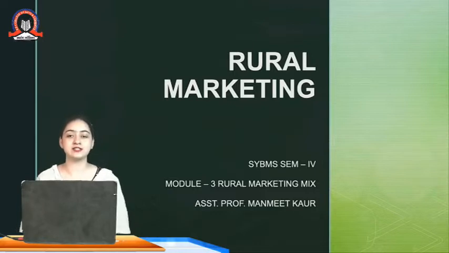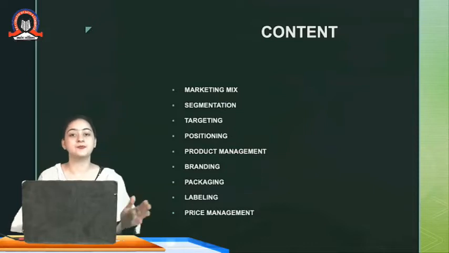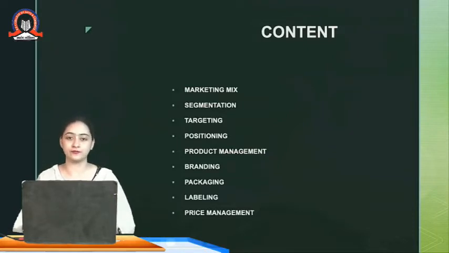We'll continue with the subject of rural marketing. In that, we will start with our module 3, which is rural marketing mix. The content of this module will be marketing mix, and then we will start with the process of STP, which is segmentation, targeting and positioning the product in rural market. Then product management, branding, packaging and labeling of the product. And lastly, we will learn about price management. This all is concentrated for rural market.